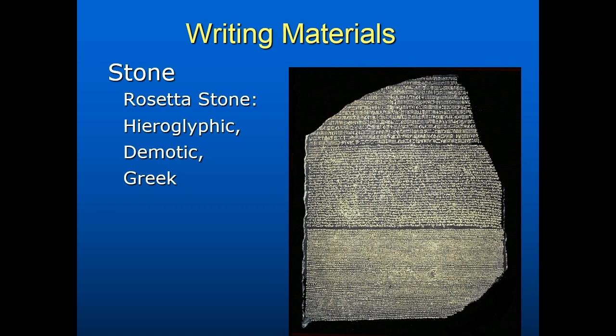Found in Egypt in 1799 by Napoleon's men, it was the same text in 3 languages: hieroglyphic, Demotic, and Greek. The latter 2 were known, but hieroglyphic still defied decipherment for a quarter century, until the French scholar Champollion was finally able to translate it, opening up hieroglyphics for scholars everywhere.